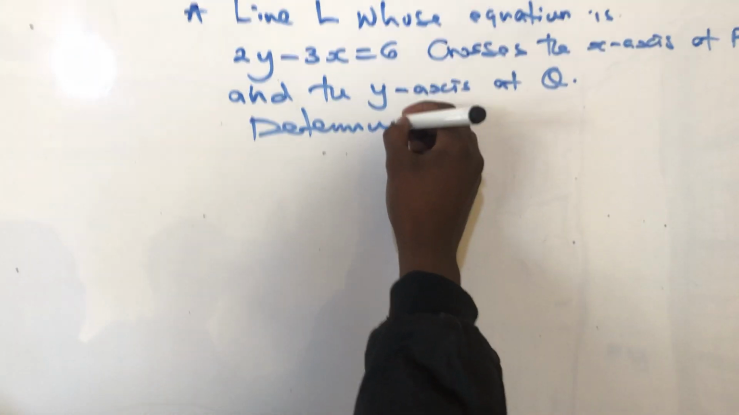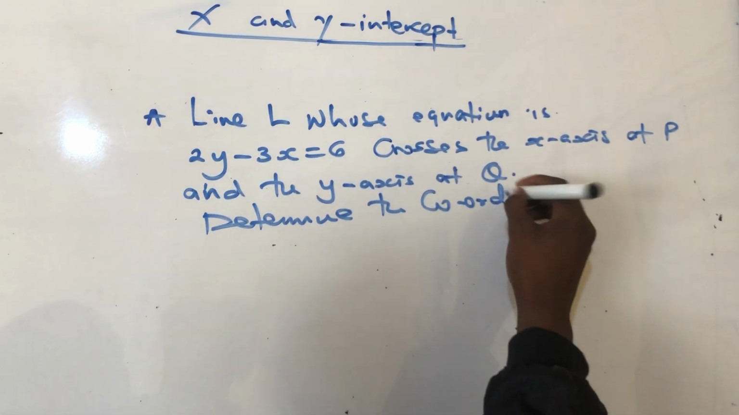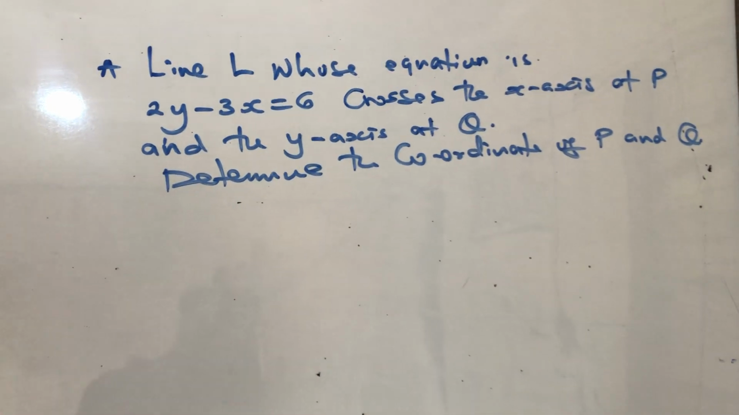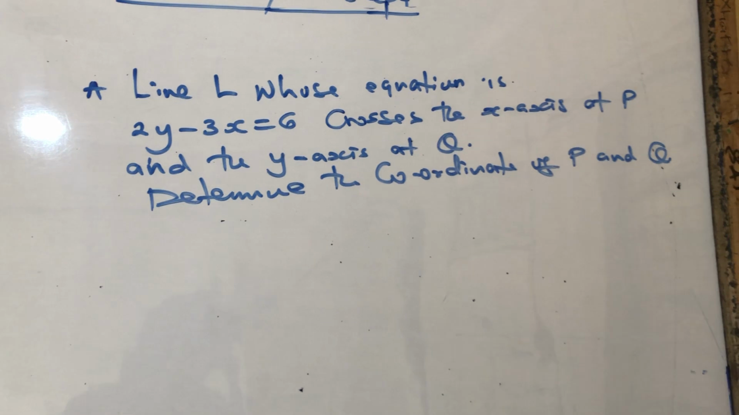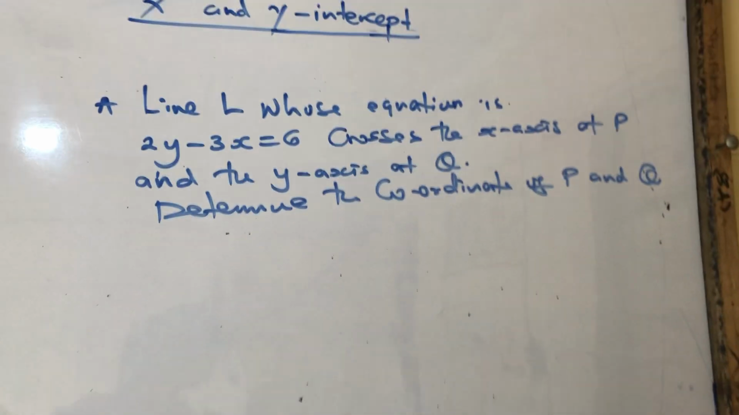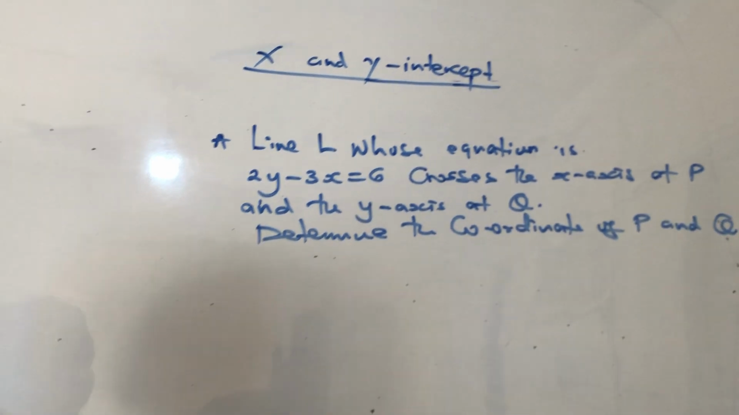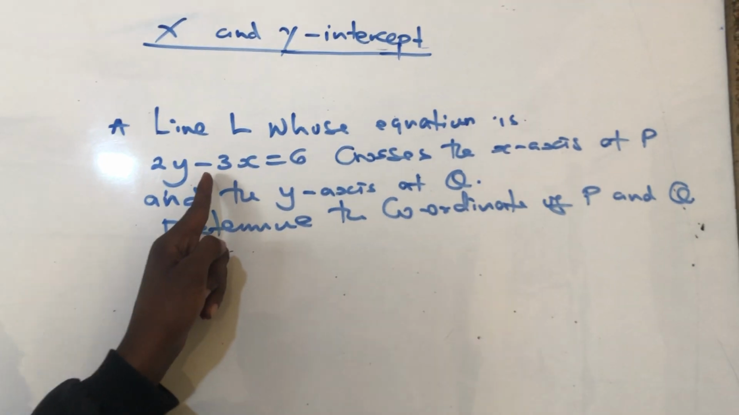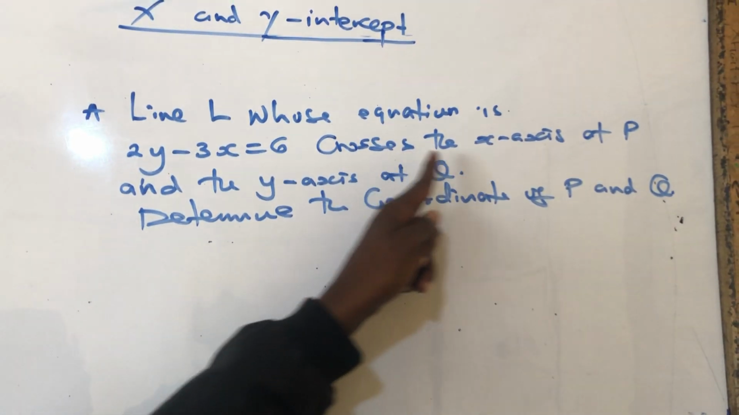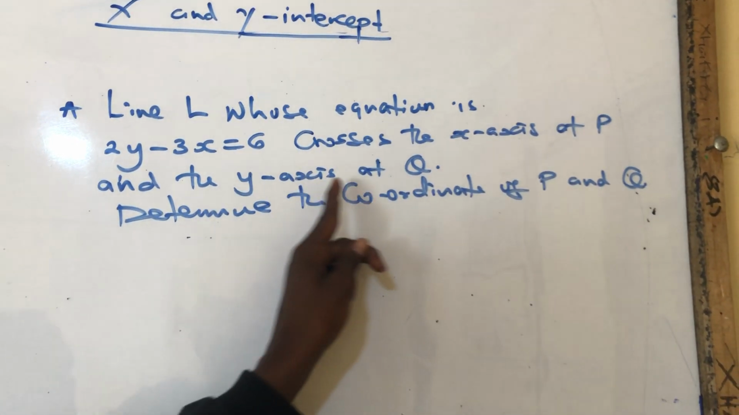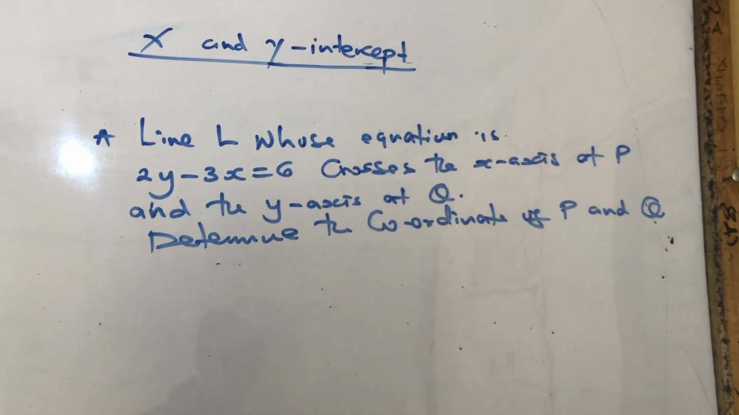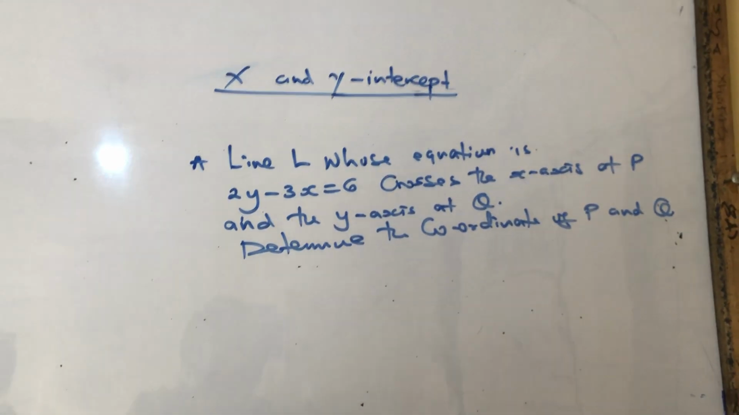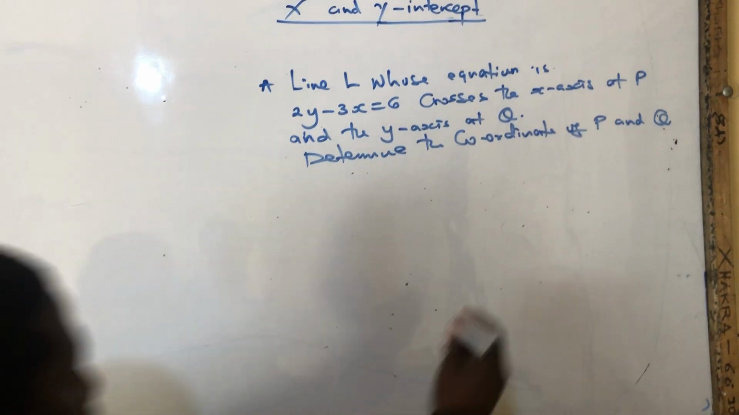Determine the coordinates of P and Q. What would you say is the coordinate of P and Q? A line L whose equation is 2y minus 3x is equal to 6 crosses the x-axis at P and the y-axis at Q. The question is asking you to determine the coordinates of P and Q.